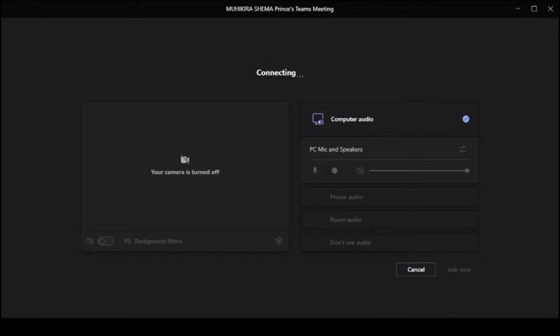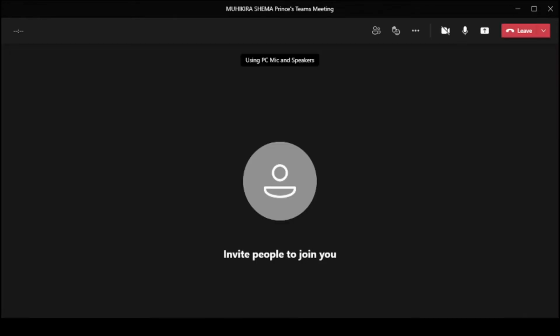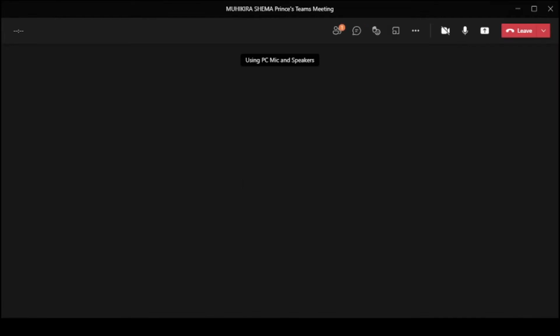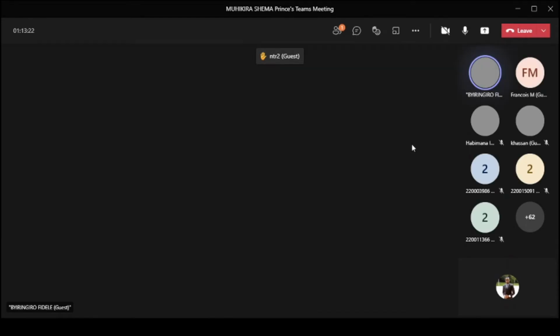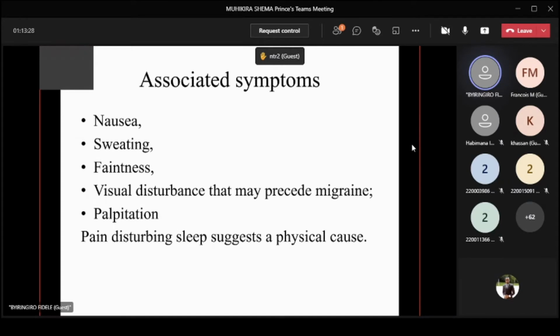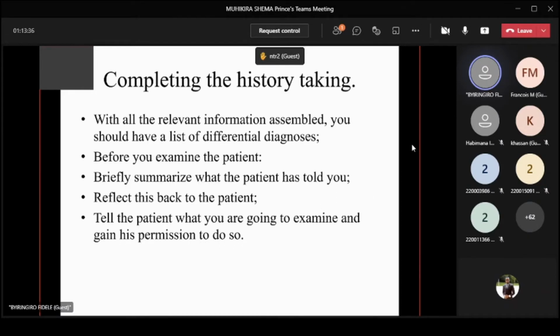For associated symptoms, you have to note nausea, sweating, faintness, visual disturbance that may precede migraine, palpitation, and whether the pain disturbs sleep. A pain which disturbs sleep suggests a physical cause. Those are important questions you need to ask to recognize the patient's pain condition well. With all the relevant information assembled, you should have a list of differential diagnoses before you examine the patient.